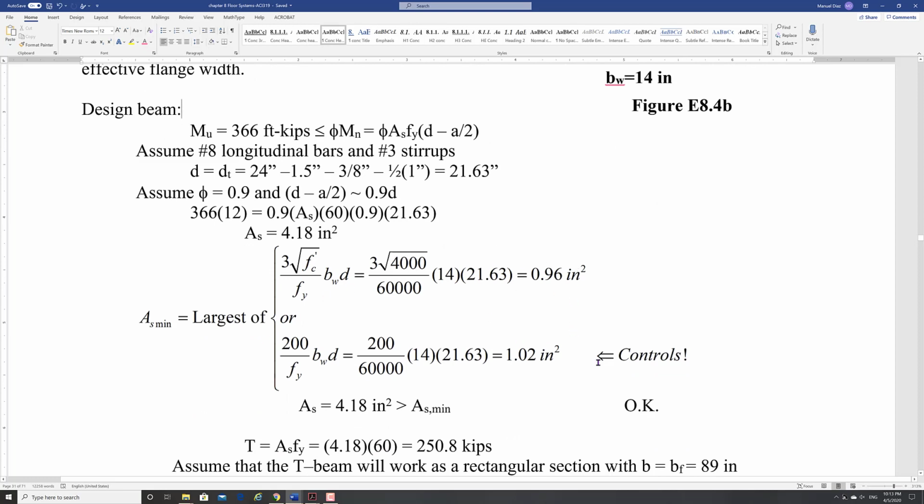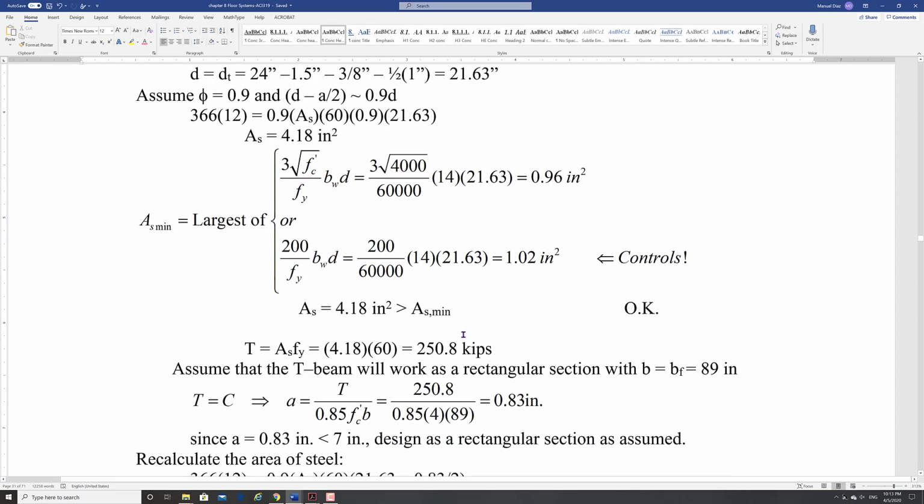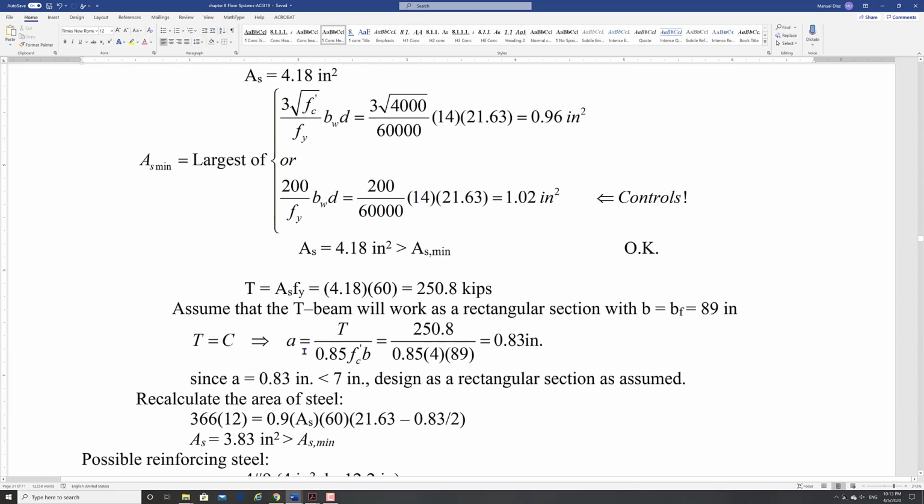I check for my minimum. This one controls. We knew that already because the f'c of this concrete is only 4,000, which is less than the 4444, right? And so that one controls. With that, I find my a value, right? That can be found by the formula or by equilibrium. You can use equilibrium and find your a value.